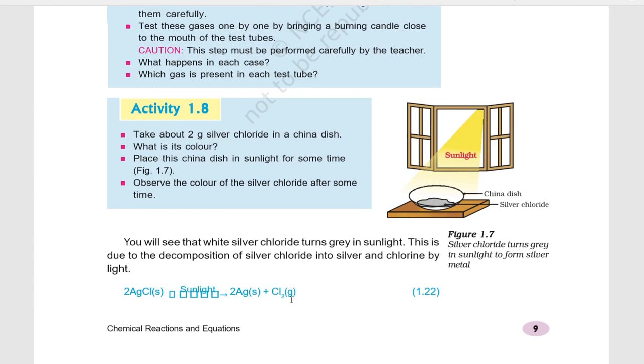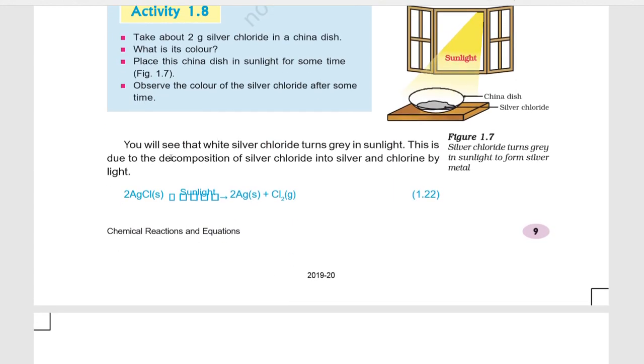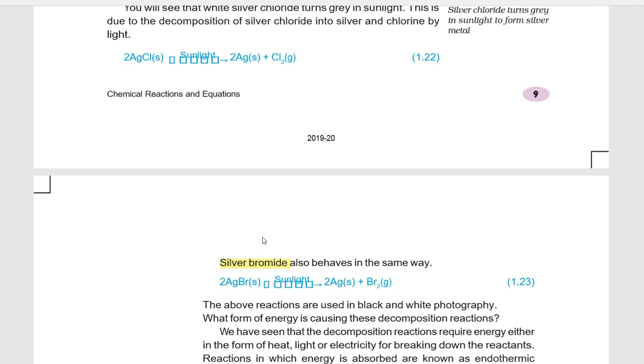Chlorine is in gaseous form. So what happens is chlorine evaporates. Only silver will remain, and this silver is different from the color of silver chloride. Hence this chemical reaction takes place. If you observe the reaction, this is also an example of decomposition reaction.